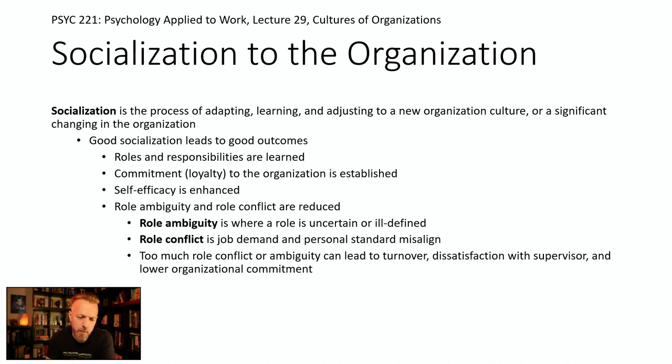And then everybody's got role ambiguity when they come in until they really understand their job. But if you have too much of that, people leave, or they certainly aren't happy with their supervisor. That's kind of the first place. It's like, so-and-so is who I report to, and I don't even know what I'm supposed to do, or I'm supposed to do things I'm not comfortable with. You're not going to be satisfied with your supervisor, and your overall commitment to the organization will suffer.